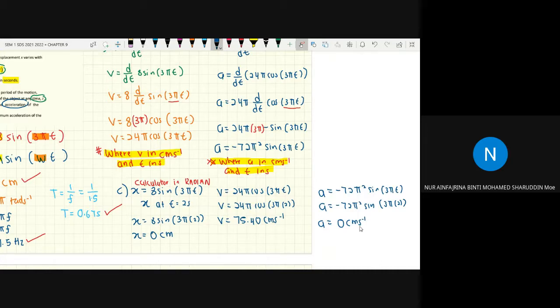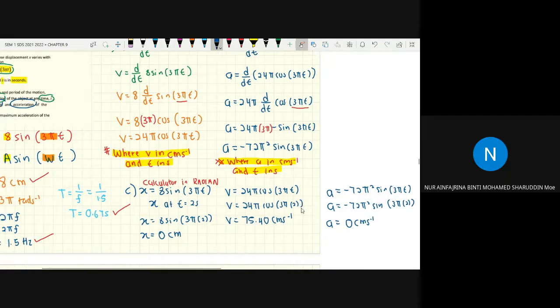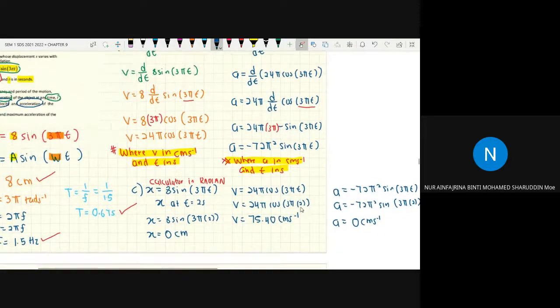Okay, we're done with C. After this we look at D. Remember, calculator must be in what, guys? Radian. Very important. If you use degree, you definitely won't get it.